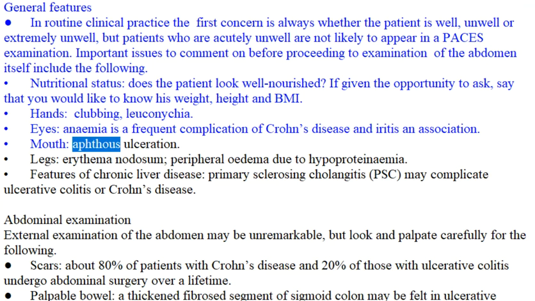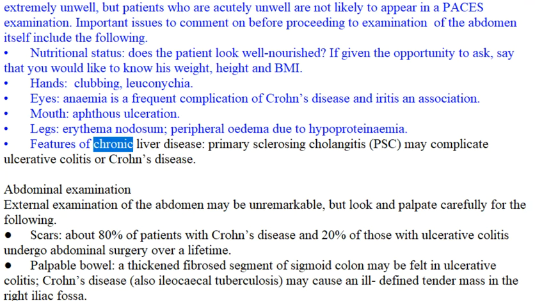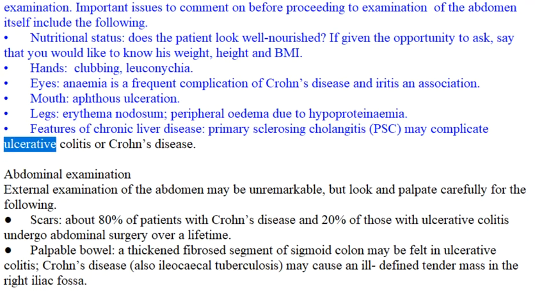Mouth: aphthous ulceration. Legs: erythema nodosum, peripheral edema due to hypoproteinemia. Features of chronic liver disease. Primary sclerosing cholangitis, PSC, may complicate ulcerative colitis or Crohn's disease.